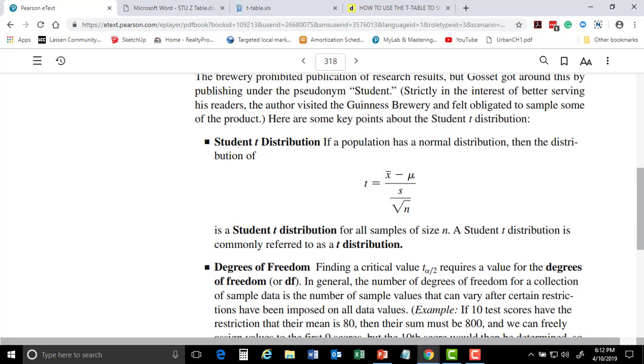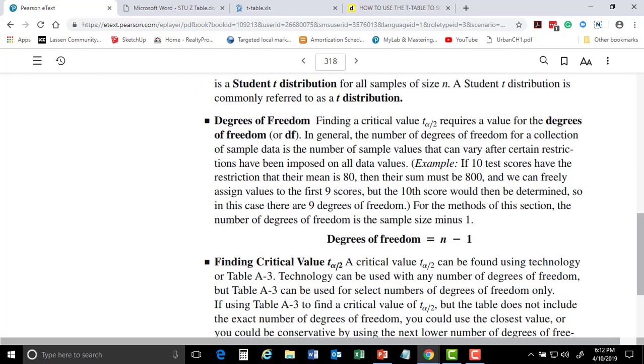So we have our degrees of freedom. So let's say an example of 10 scores have the restriction that their mean is to be 80. We can freely assign values of the first 9 scores, but the 10th score would then be determined. So we have what they call 9 degrees of freedom, which would have been 10 minus 1.